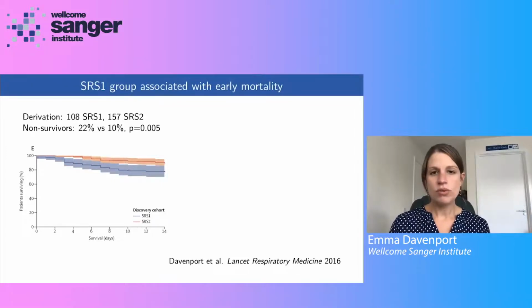the SRS1 group, those that have this immunosuppressed phenotype, also have a poorer outcome compared to the SRS2, and that's highlighted here in this survival plot, with the SRS1 individuals on the blue survival line. So having identified this in our derivation cohort, we were then very keen to replicate it in a validation cohort. And so we continued to recruit patients through our intensive care units.